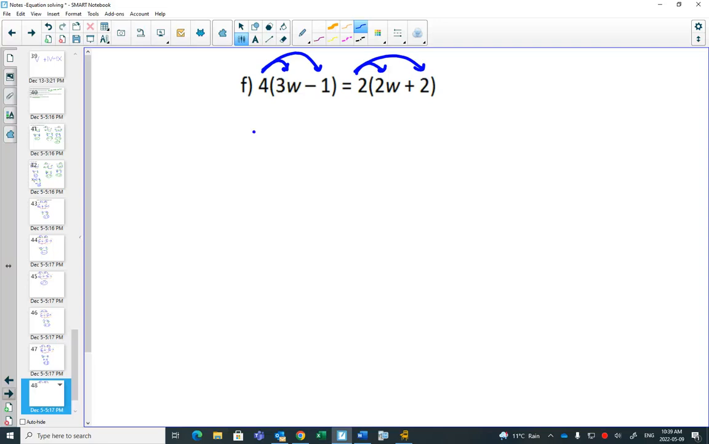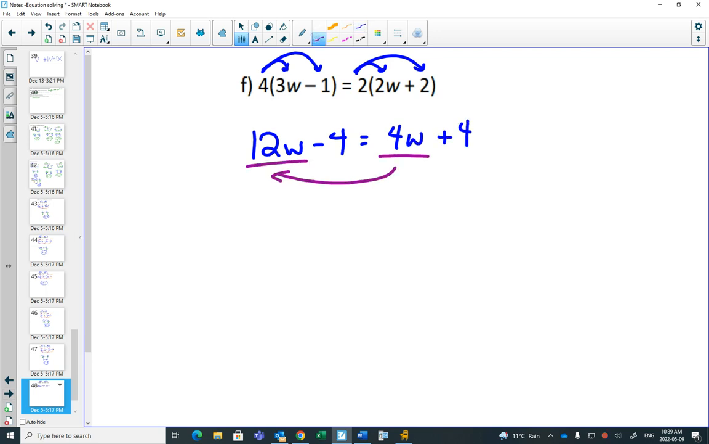We'll see. All right, let's distribute. We get 12w minus 4 equals 4w plus 4. Again, color coding things. I definitely move my w's to the left.